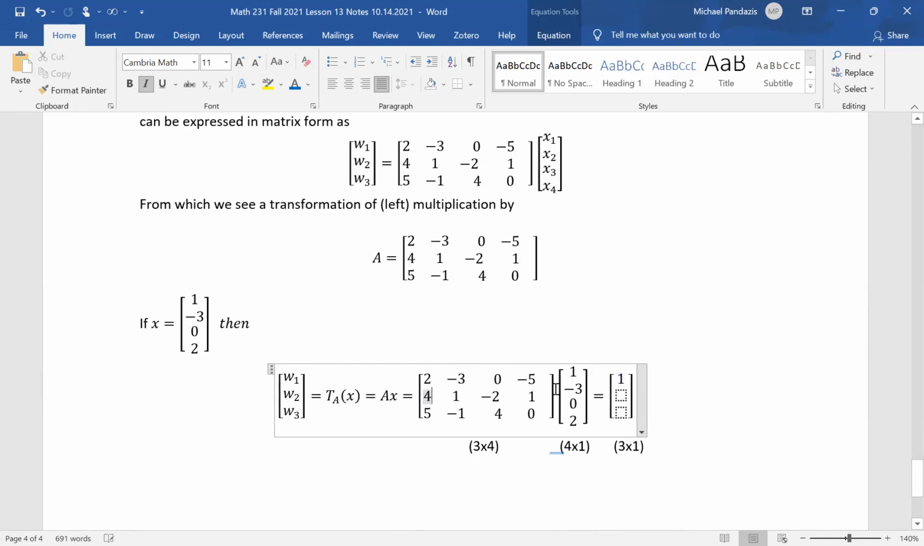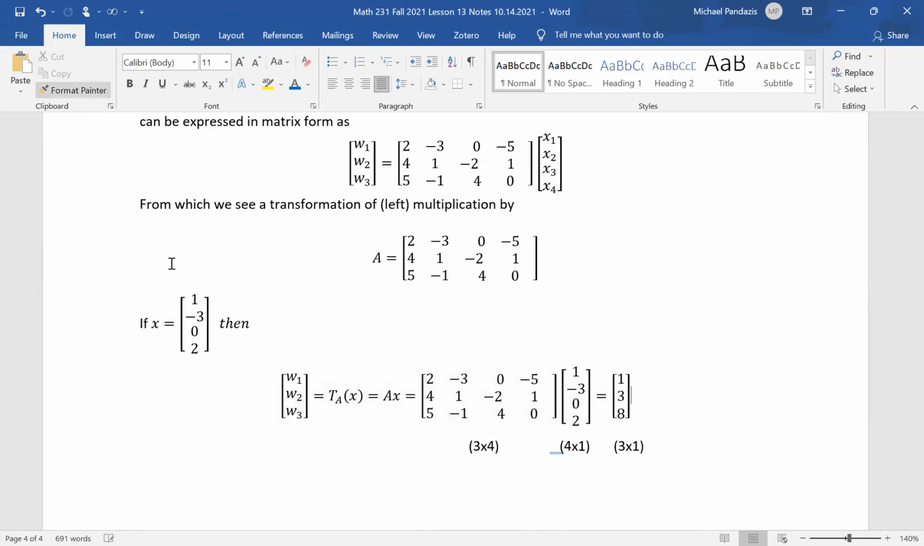Take the next sum of products: 4 times 1, which is 4, plus 1 times -3. 4 plus -3 is 1. -2 times 0 is 0, so you still have 1. And 1 times 2 is 2. 1 plus 2 is 3, so you get 3 there. Then you take each entry in the third row, multiplying correspondingly by the entries in this column vector, and add the products to get this entry. So it's 5 times 1 plus -1 times -1 plus 4 times 0 plus 0 times 2. That's 5 plus 3 plus 0 plus 0. That's 8.